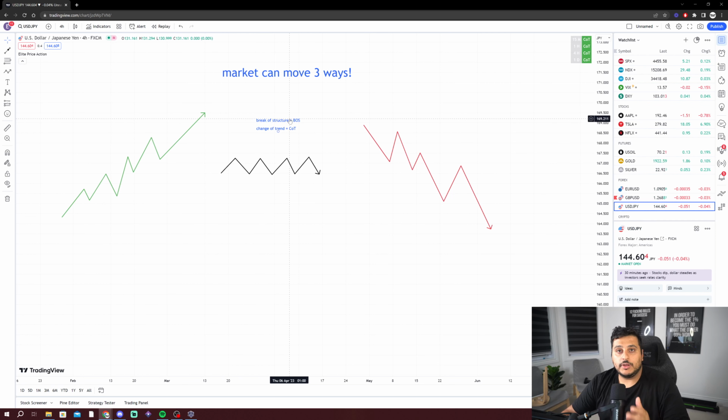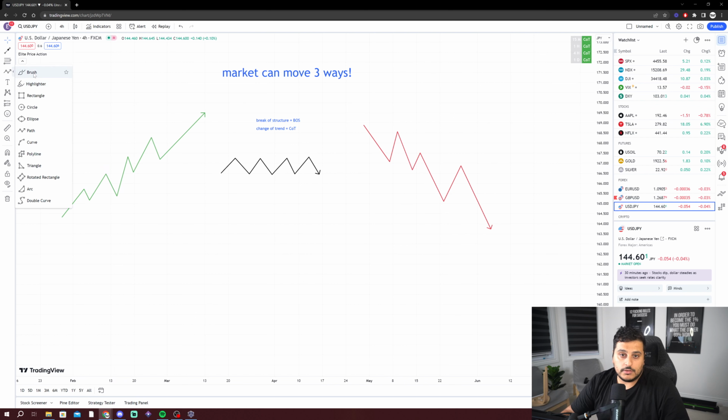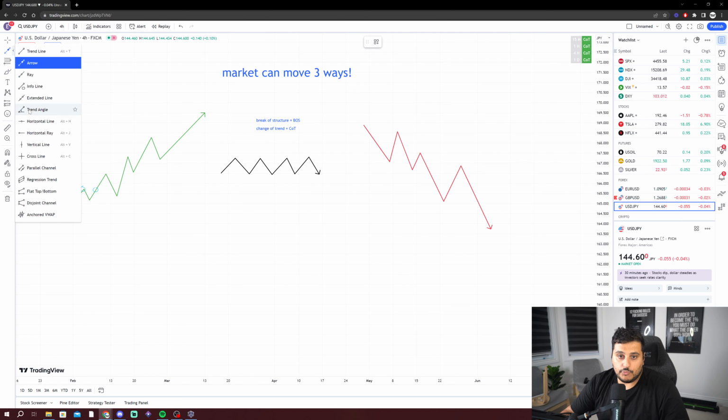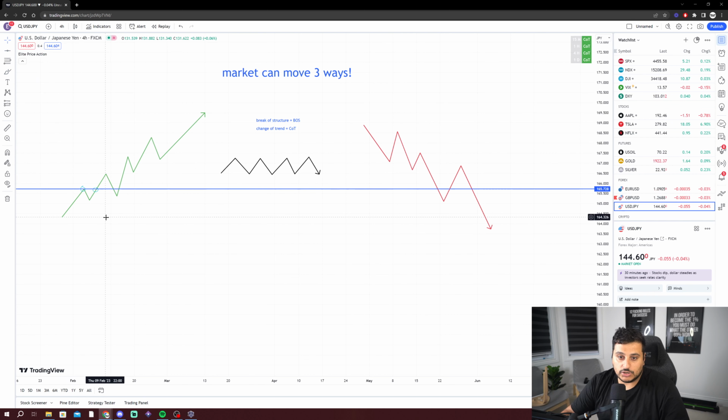Let's talk about break of structure. What exactly is that and how do you identify that? It's very simple. A break of structure is when a new high is created or a new low is created. So for example, over here, take the brush tool, we can see that a new high was created right there. And the second that high is broken around this area, this creates a break of structure. So there is a break of structure around this area right here.